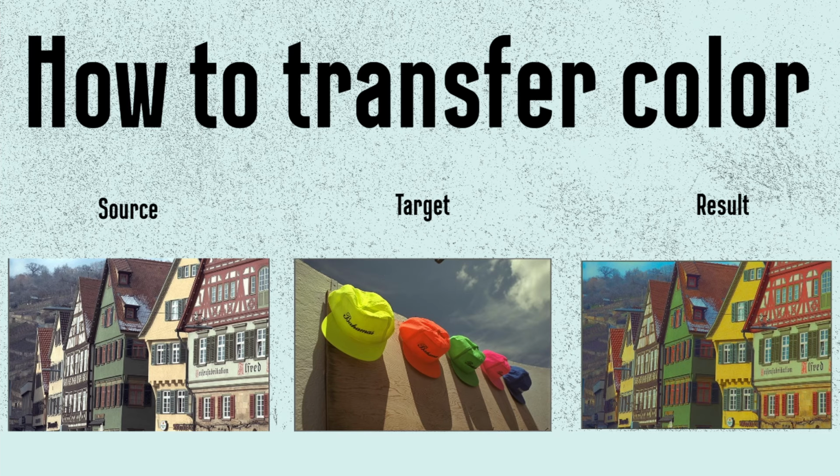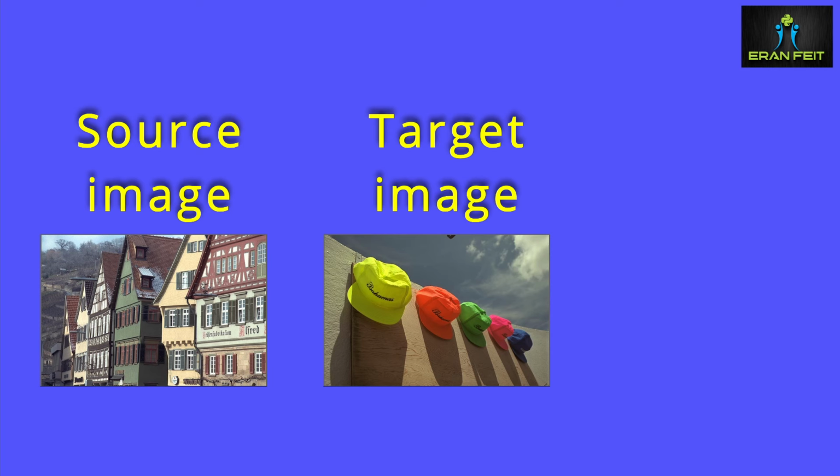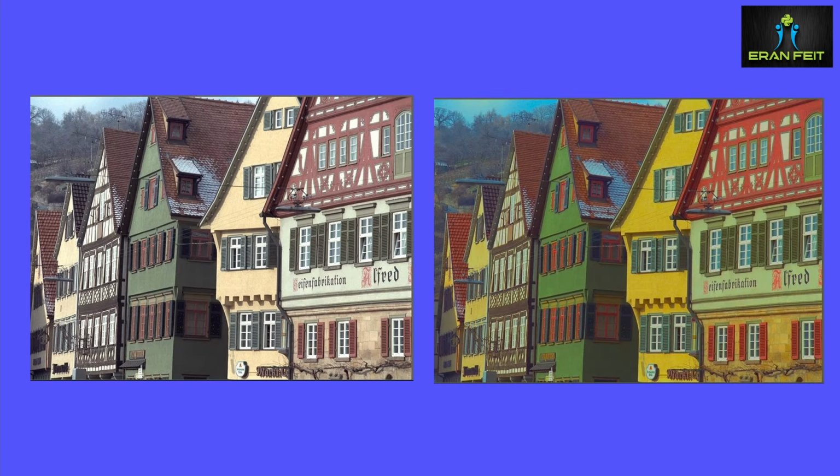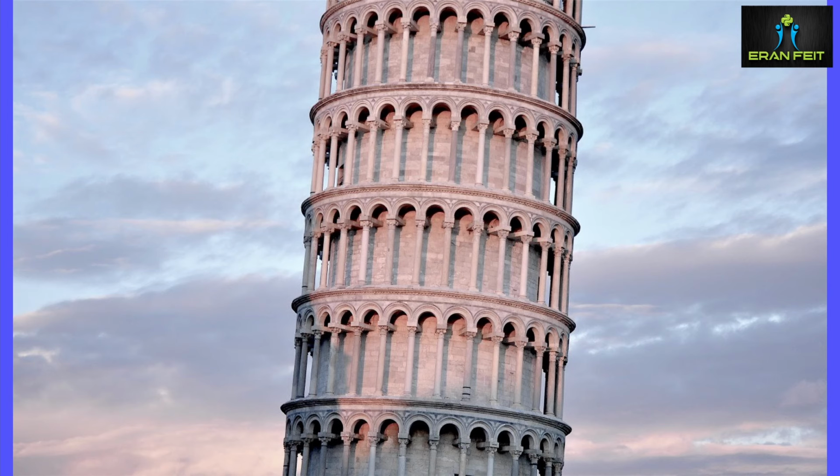Hi, today we are going to look into a very cool Python library. In this Python library we are taking three images. One would be the source image, for example the left one, the houses, and we will take a target image, for example these colorful hats, and we will generate a result image based on these two images. As you can see, we are transferring the colors and these theme colors from one image to another.